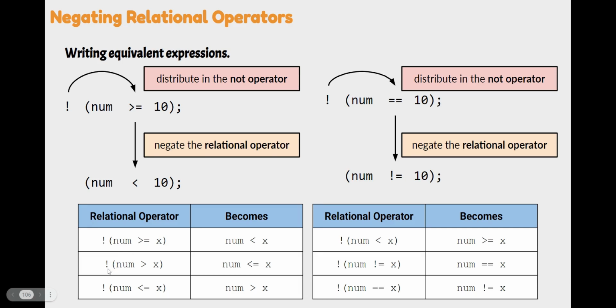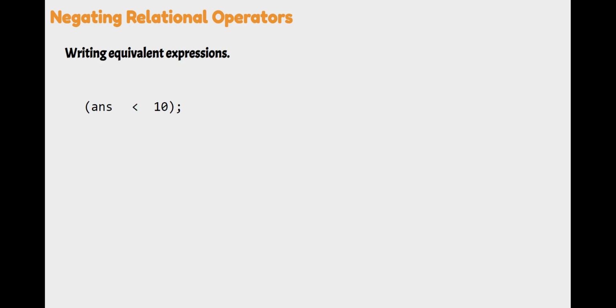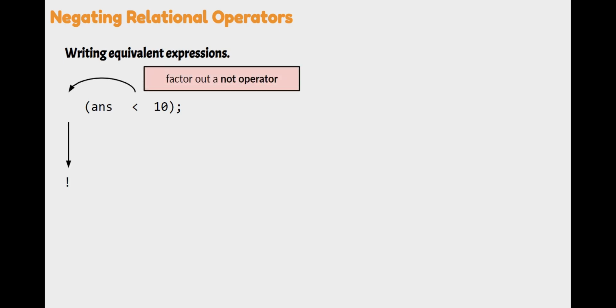When we say we don't want numbers that are greater than x, that means we want numbers that are less than or equal to x. And then you can look at the examples for the other 4 relational operators. Sometimes we will start off with a Boolean expression that does not have a not operator in it. And if we want to write an equivalent Boolean expression, in this case, we factor out a not operator. That not operator will go outside of our resulting Boolean expression.